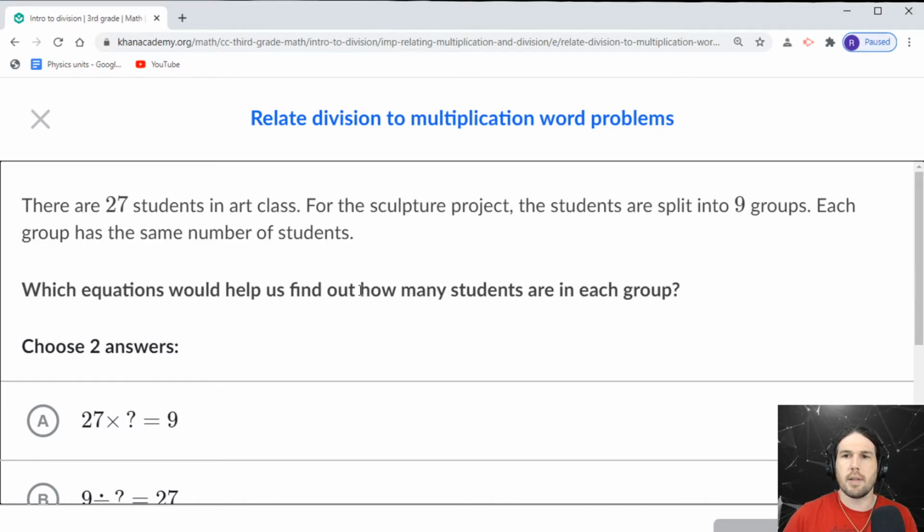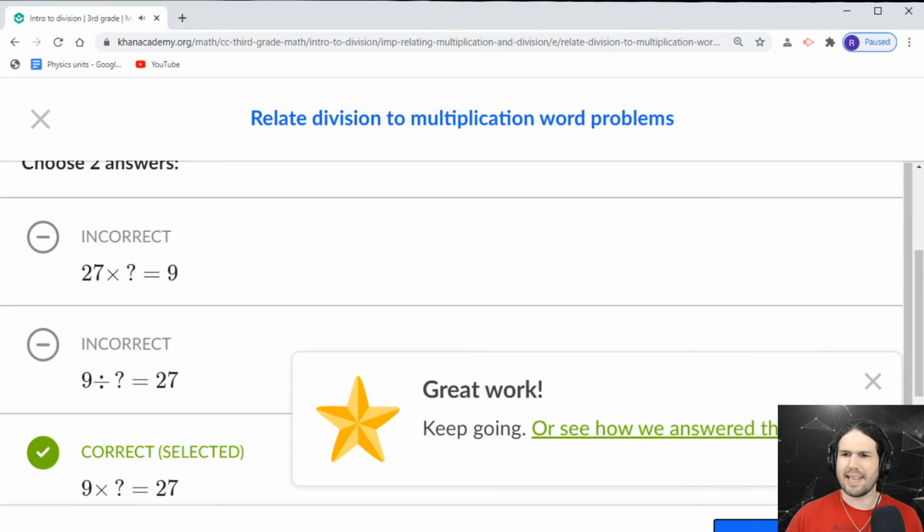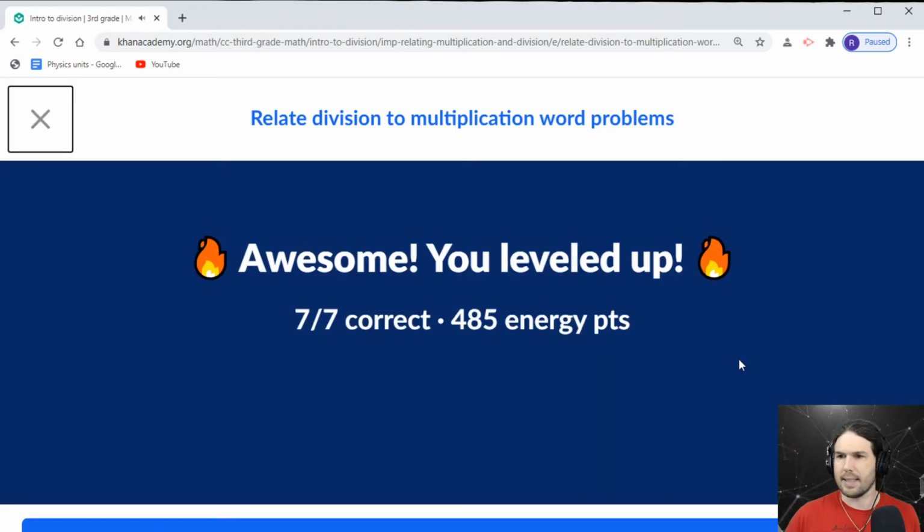There were 27 students in the art class. They're split into 9 groups. So it's either 9 times blank equals 27, or it's 27 divided by 9. And I think that's it. Excellent.